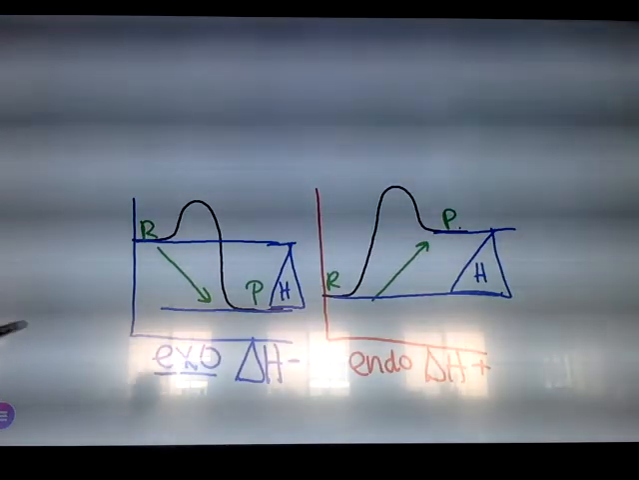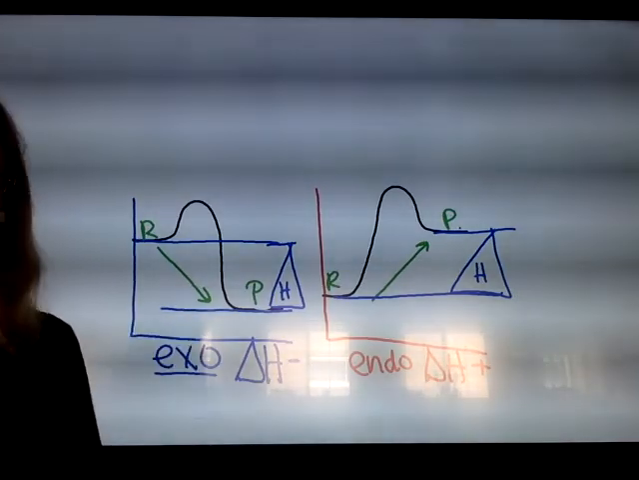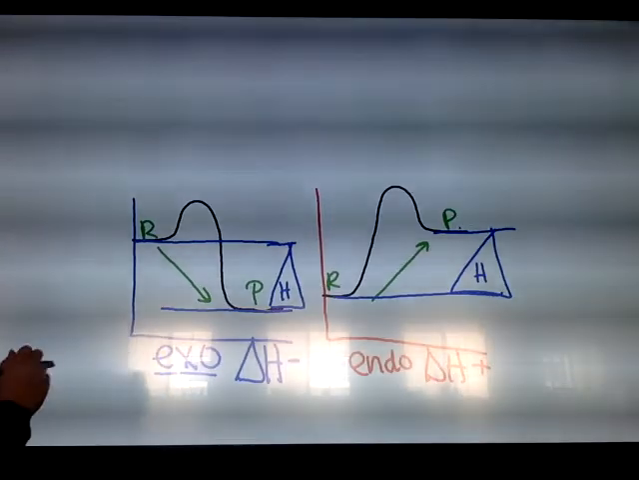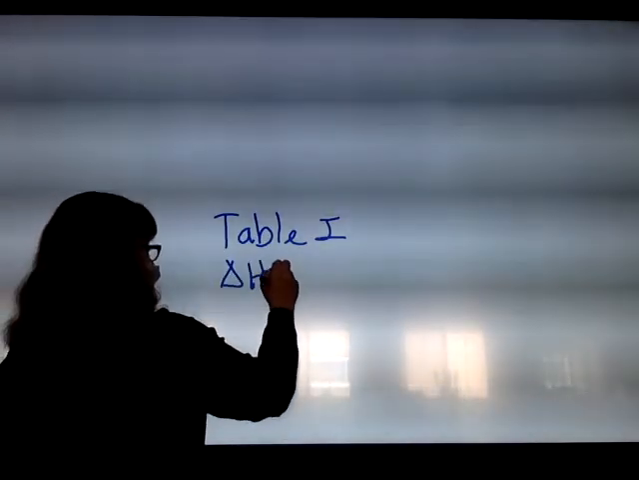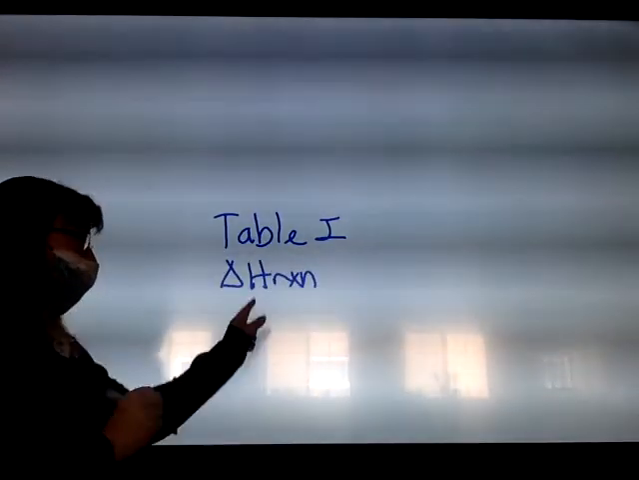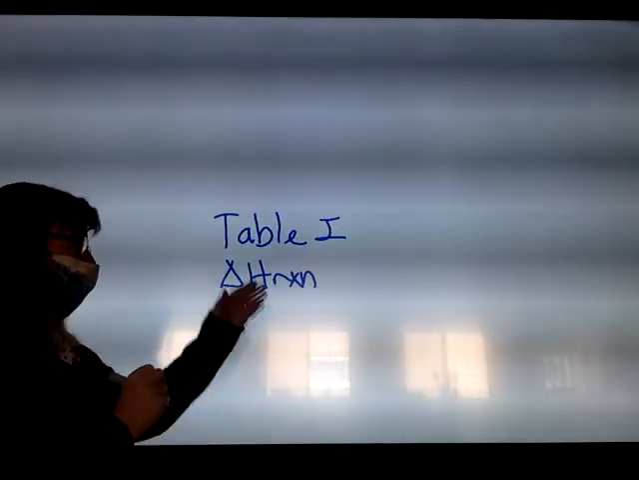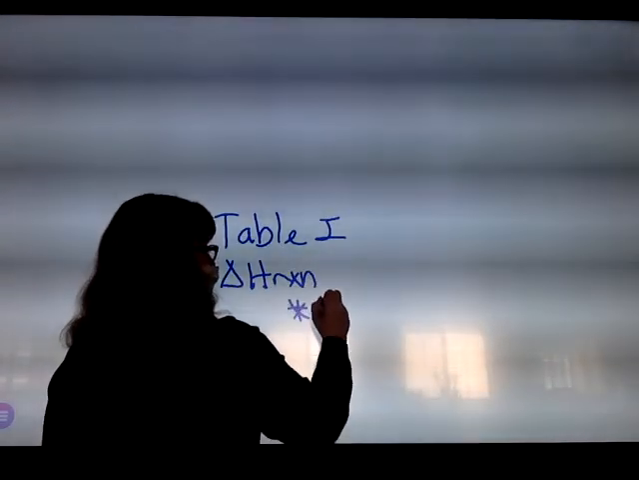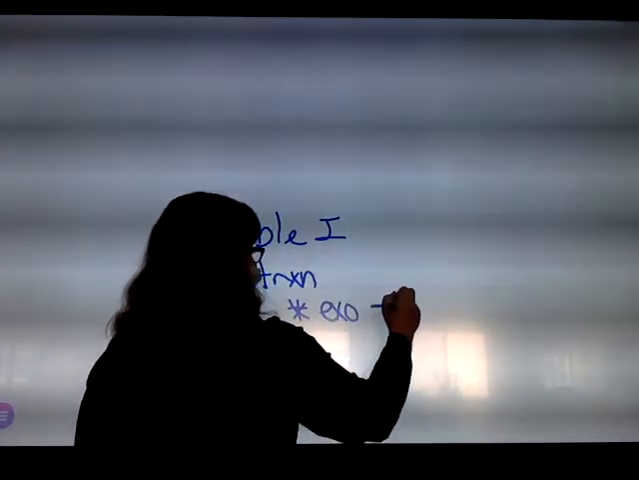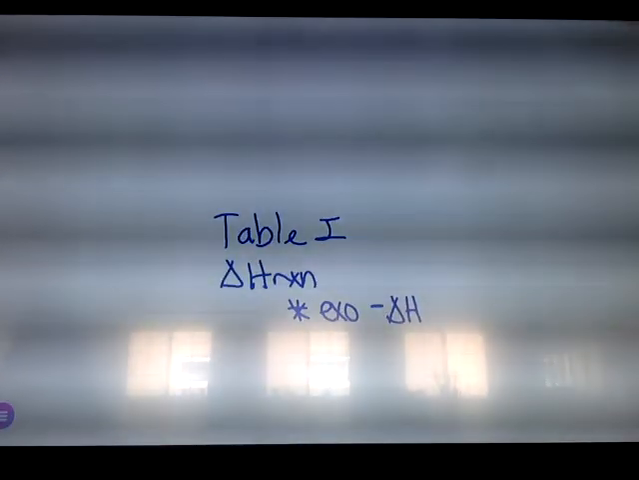Delta H, or heat of reaction, is going to be important. There's a whole table on it, Table I. Table I will tell you the delta H reaction, rxn is reaction, for many, many different chemical reactions. It has a whole list. And at the very bottom, it will remind you that exothermic will have a negative delta H. So if you ever forget, you look up Table I.